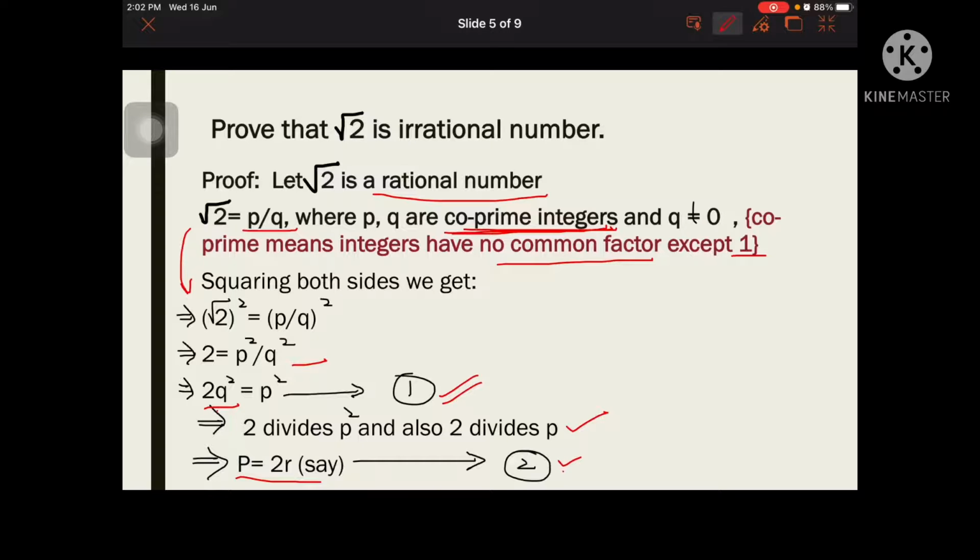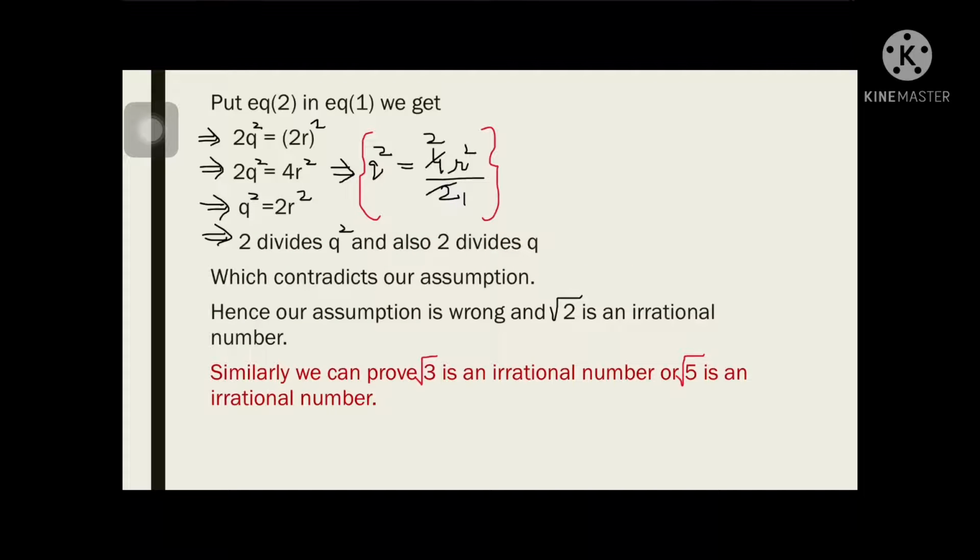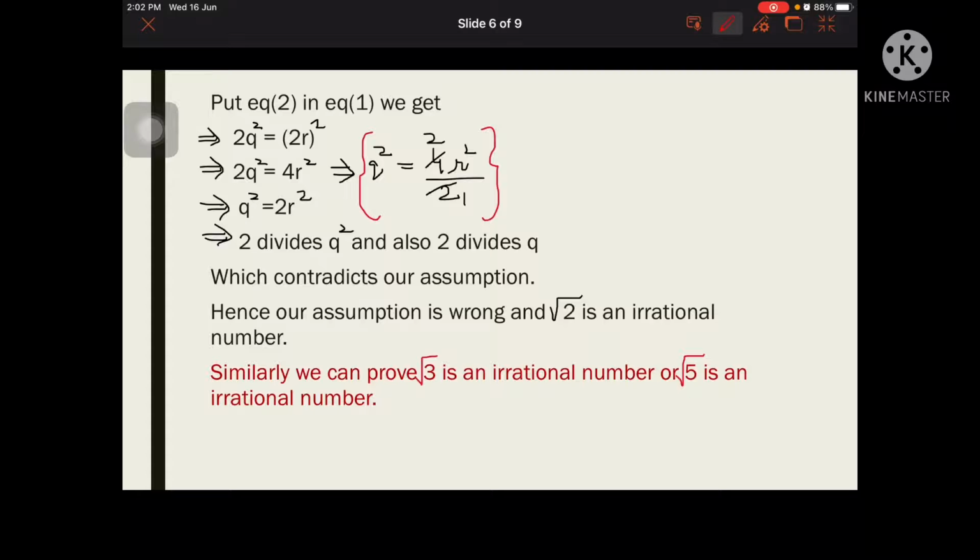Now we substitute equation number 2 in equation number 1. After substituting, we get 2q square is equal to 2r whole square, and after opening the square, 2q square is equal to 4r square. 2 cancels out with 4, and finally we get q square is equal to 2r square. Now this shows that q square is a multiple of 2, since 2r square means multiple of 2. It means 2 divides q square and also divides q. Hence 2 is a factor of q square.